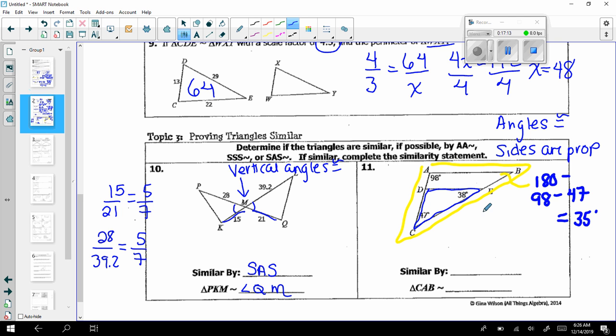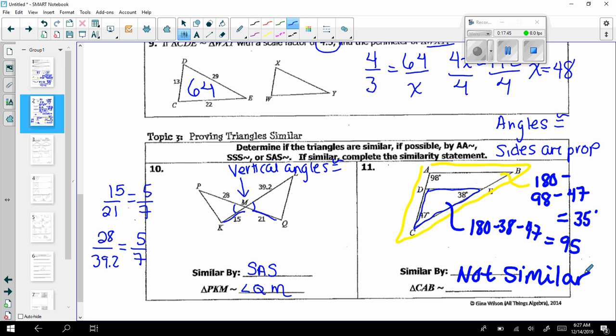Now what about this one? So far it doesn't look too promising, because remember, these angles all have to be the same. So here I'm going to do 180 minus 38 minus 47, and that gives me 95. Okay, so since these angles are not congruent, they're not similar. Corresponding angles have to be congruent.